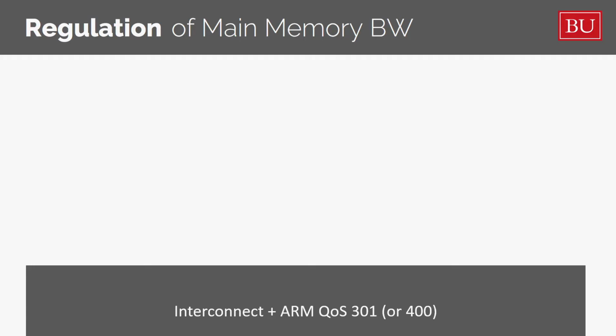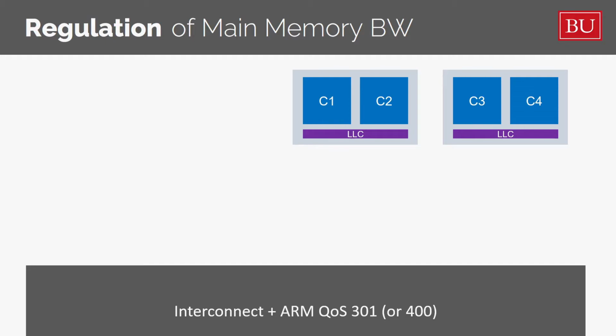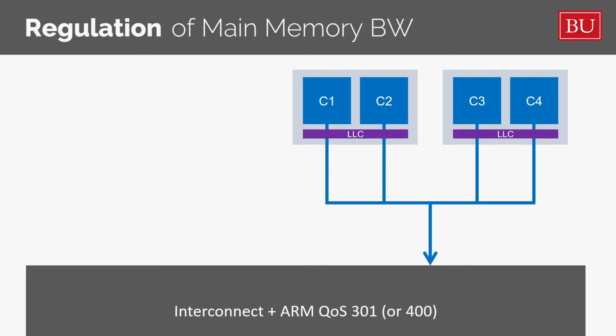In this other work that I want to talk about, we took profiling and we combined it with a new way of performing regulation. Let me tell you what I mean by that. So in this platform, we have essentially four cores, except they are divided in two clusters. But what is interesting is that these cores access main memory through this shared interconnect. And in this case, we deployed the good old MemGuard approach to perform software-based bandwidth regulation.